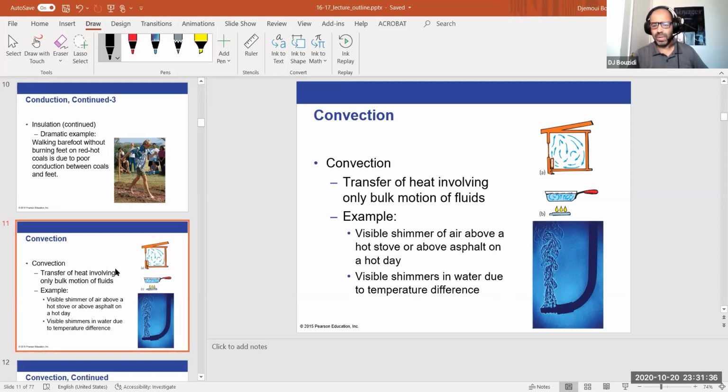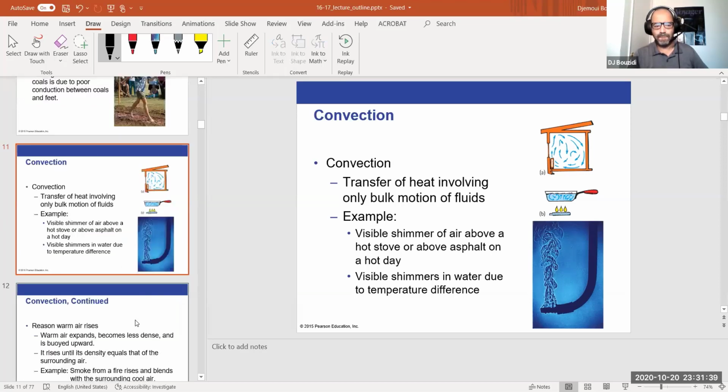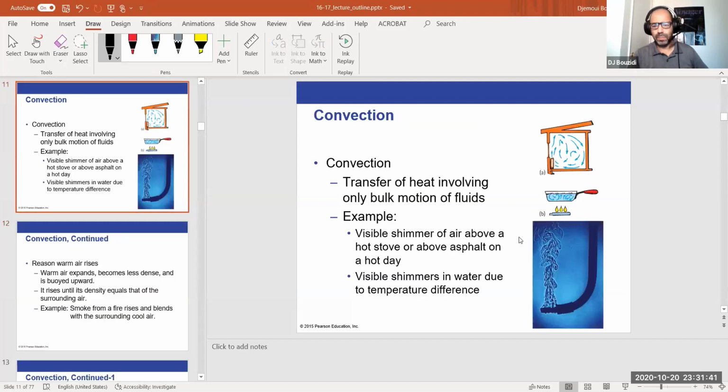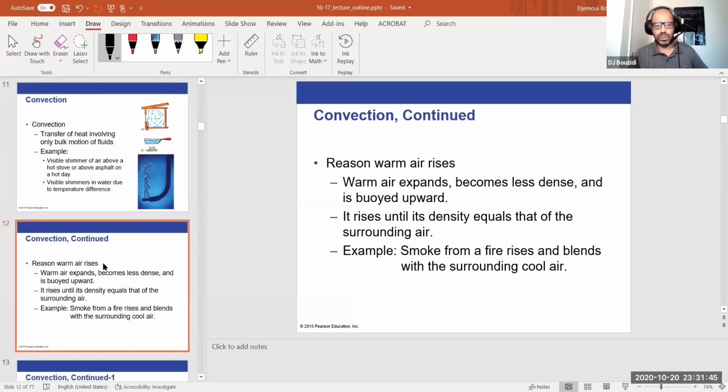And you can actually visualize it in this case. Usually when there is a big difference, you can see it too. And that's how you can see the smoke too.